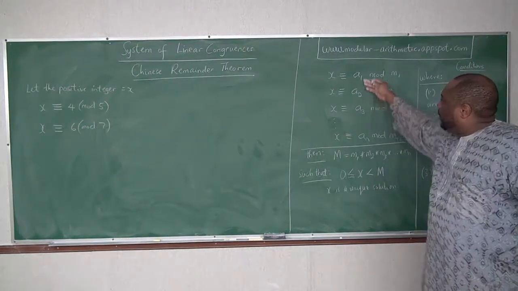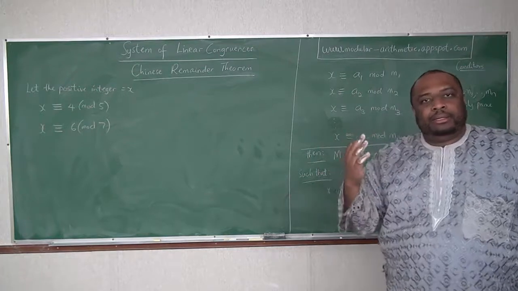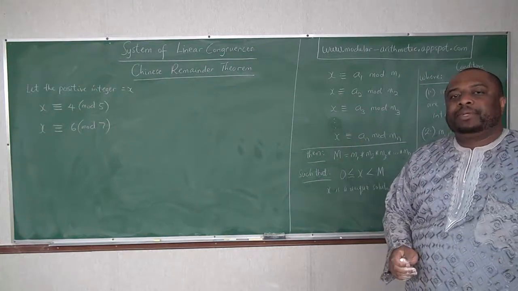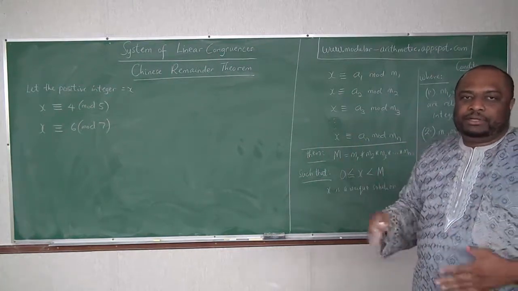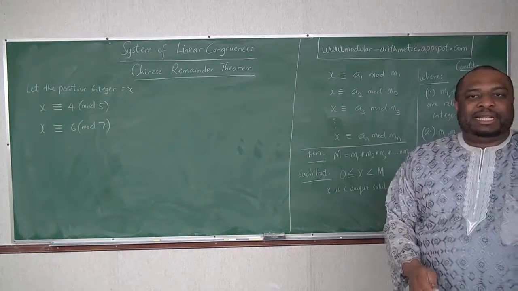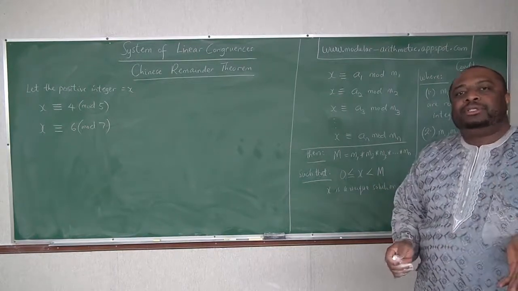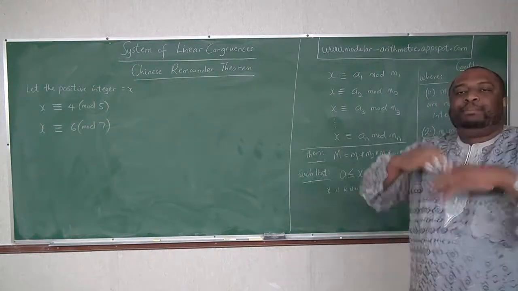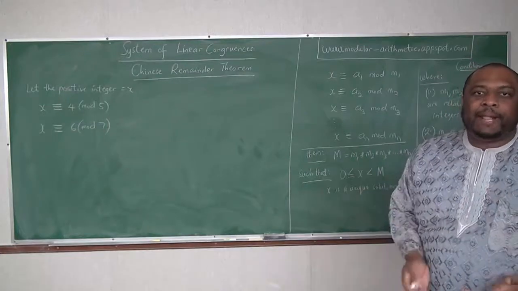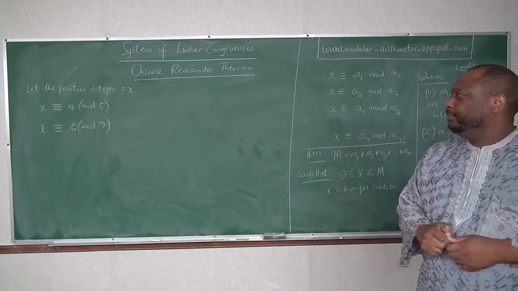Here A1, A2, A3, the numbers here are positive integers. Then you have a unique solution, whereby 0 is less than or equal to the unique solution, and that unique solution is less than the product of the moduli. That is the Chinese remainder theorem.